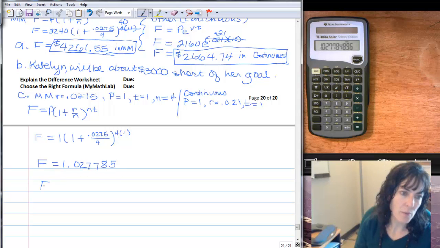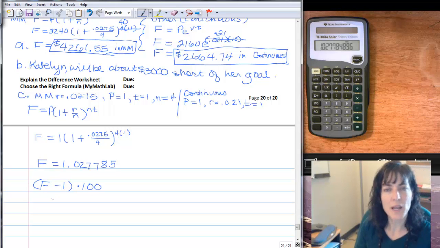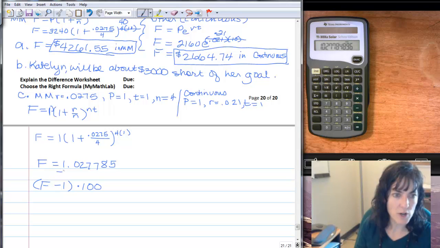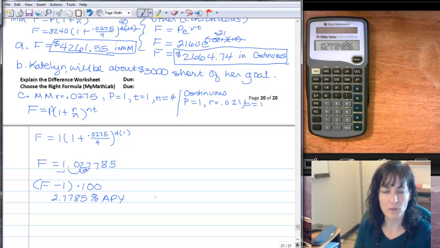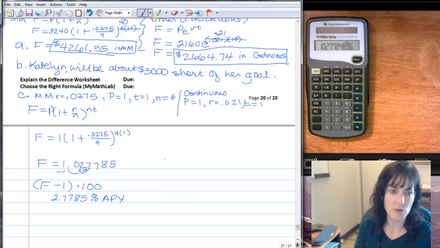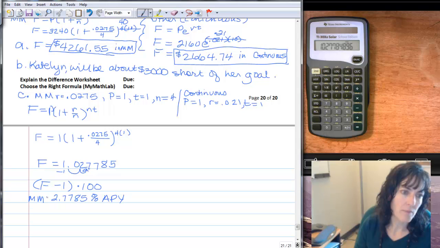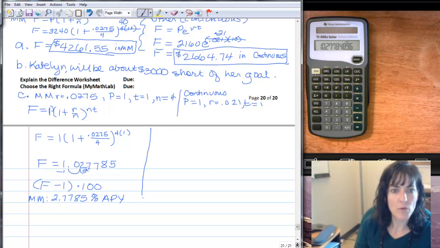Because the next thing I do, remember, is F minus 1 and then multiply by 100. And that gives me the actual APY percent. So when I do that, I'll just subtract off this one right here, and then I'll move my decimal 2 places. So it's going to be 2.7785%. And that is the APY for the compounded money market account. So this is for the money market. And let's figure out for the other account that had the continuous compounding.